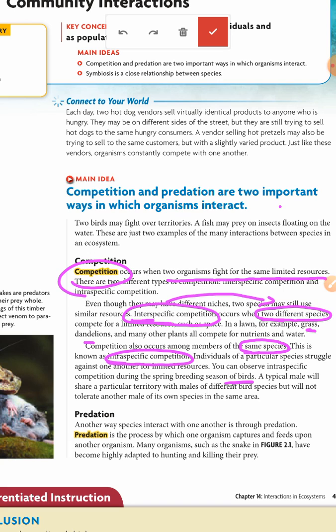The second scientific term you must know, as we are talking about community interaction, so we are moving ahead to one of the most important interactions in wildlife or between organisms, the term predation. All of you, I'm sure, if you look at the figure here, you can realize that the snake is already predating on a mouse here. So the word predation means the process by which one organism captures or preys and feeds upon another organism.